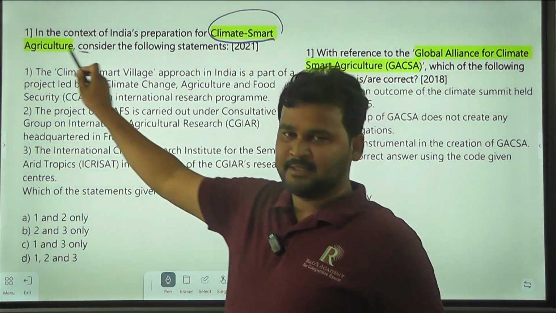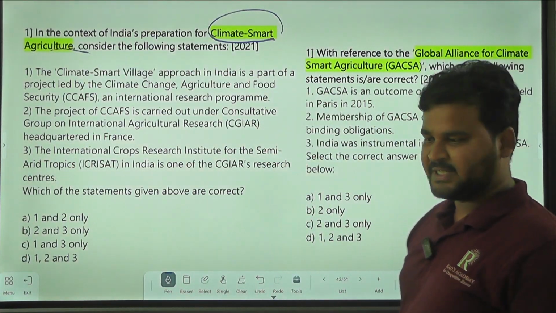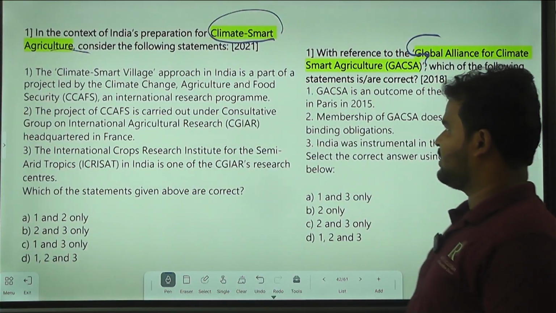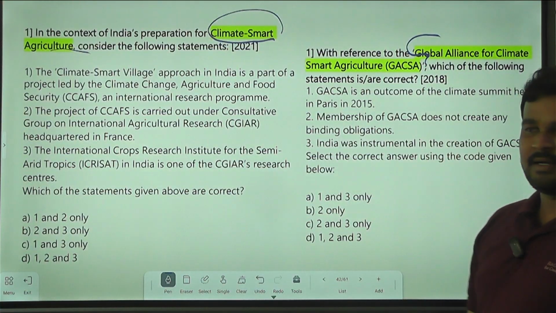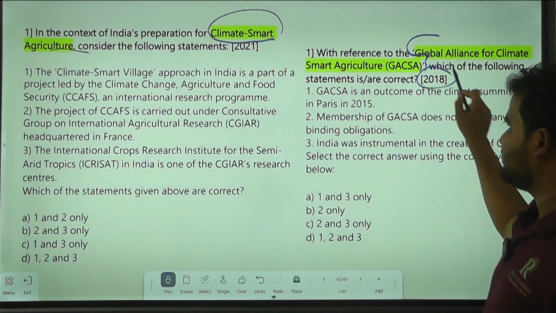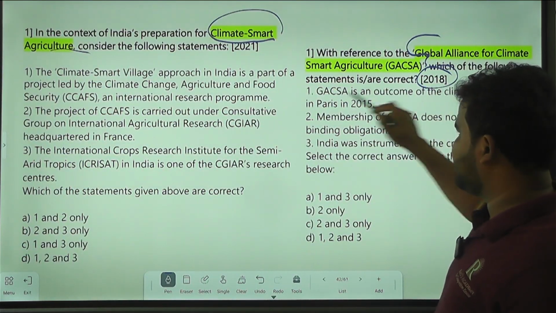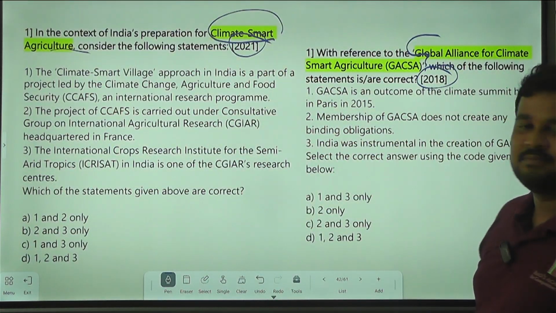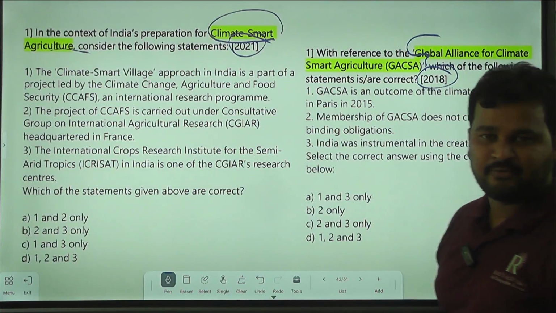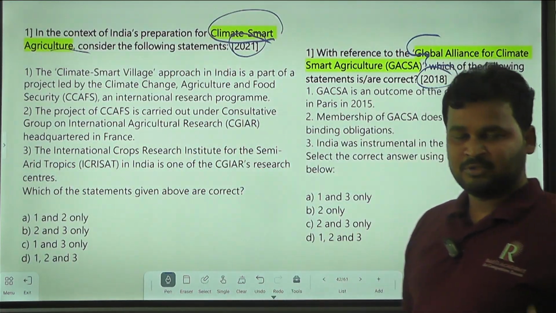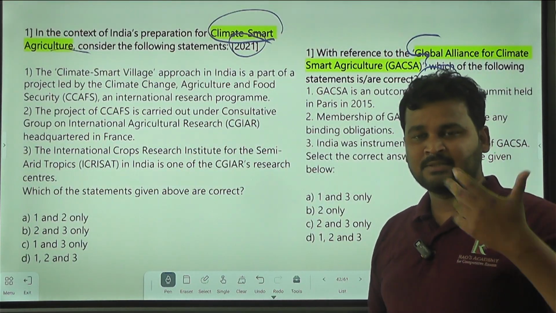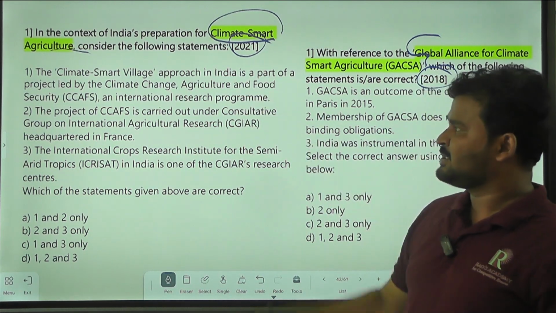Climate smart agriculture. So favorite area for UPSC. And after that, Global Alliance for Climate Smart Agriculture. Again, question on agriculture in the year 2018. So here 2018 and here year 2021. So the same topic was repeated within span of 3 years. So question asked on smart agriculture in 2018 and again same question in 2021.